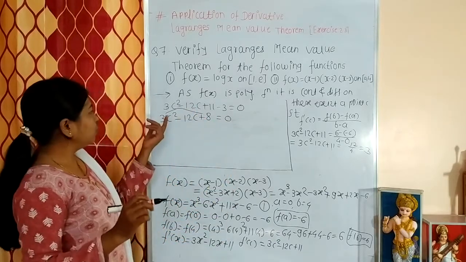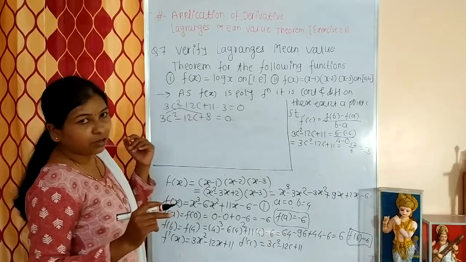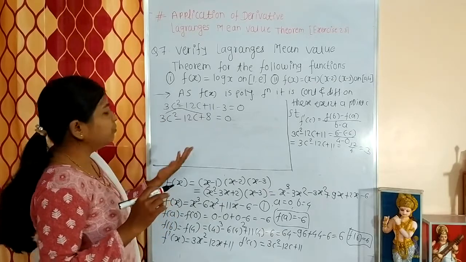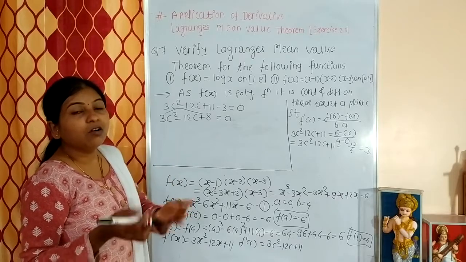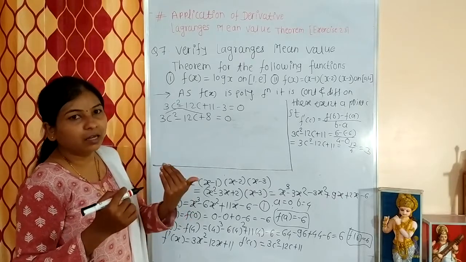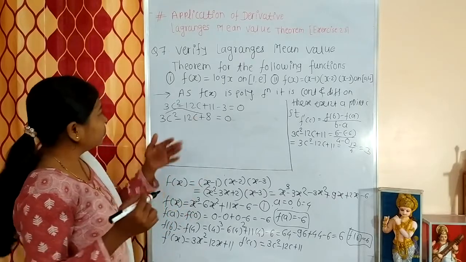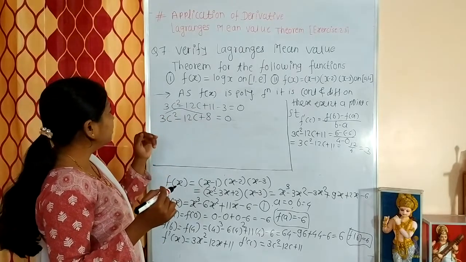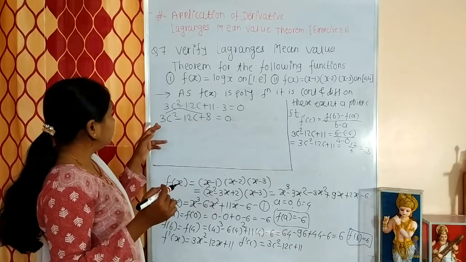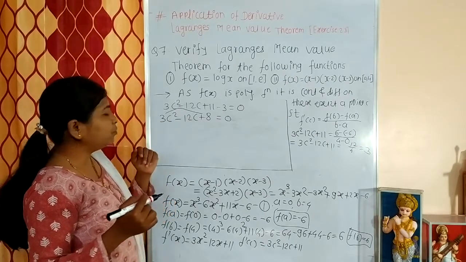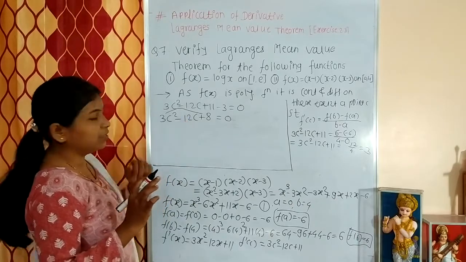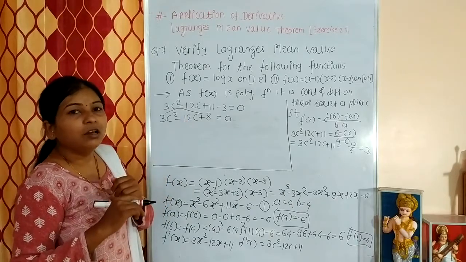A quadratic equation is generally solved by the method of factorization. If it is possible to factorize, then we factorize. Otherwise, you have to use the formula method for solving quadratic equations. Here factorization is not possible: 8 into 3c square is 24c square, and there do not exist two factors whose sum is minus 12c. Then we have to use the formula method.